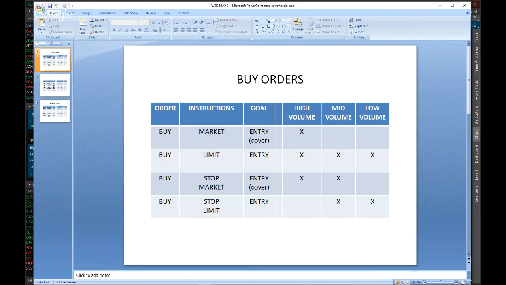Then lastly, we have that buy stop limit, the most protective pretty much of all of them. That's saying I'm going to go ahead and try to buy at a certain point. If you can't do it for me by my limit price, then don't do it at all. So we're using that for an entry. And you can use them on higher volume stocks if it makes you comfortable. But really, these lower two here kind of do the trick.